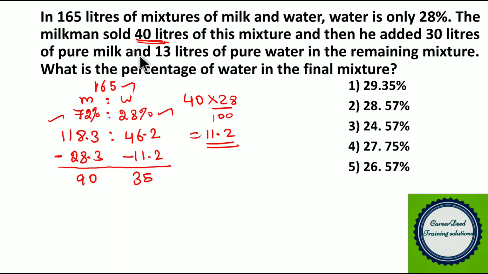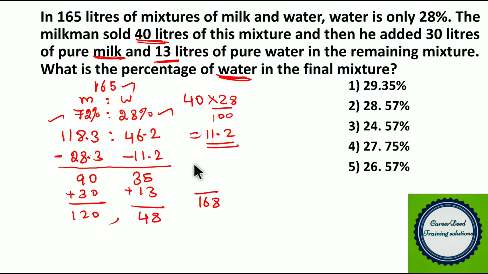Now we are adding 30 liters of pure milk. When you add 30 liters of pure milk, it becomes 120. And here you are adding 30 liters of pure water, so this becomes 48 liters. So in total we have 120 plus 48, 168 liters of mixture. Now you have to find the percentage of water in the final mixture. The water is 48, so 48 is what percentage of 168? While solving we get 28.57%. So we have 28.57% of water in the final mixture.